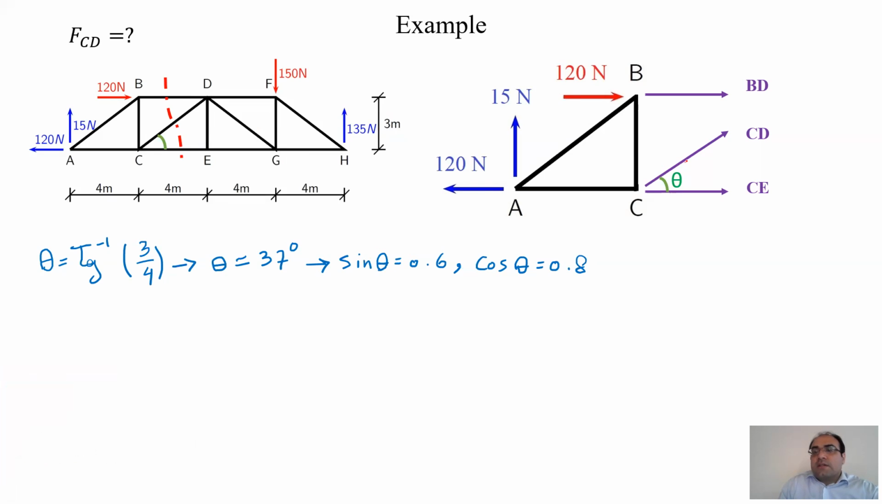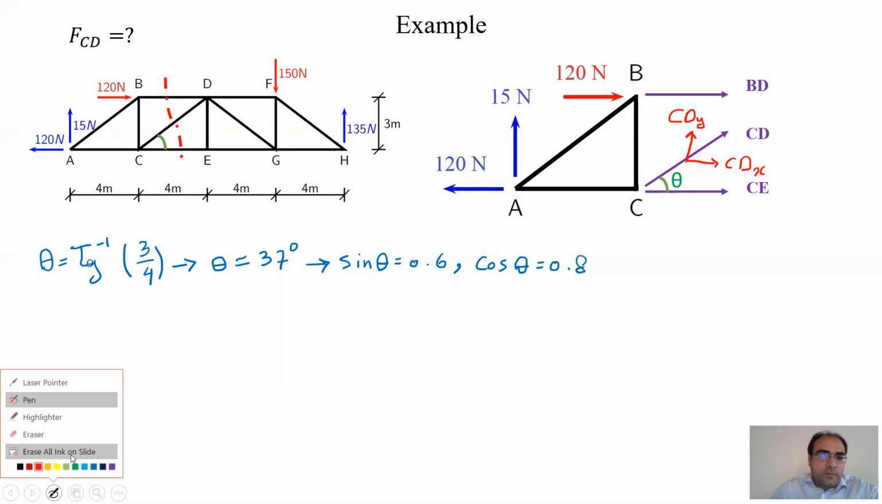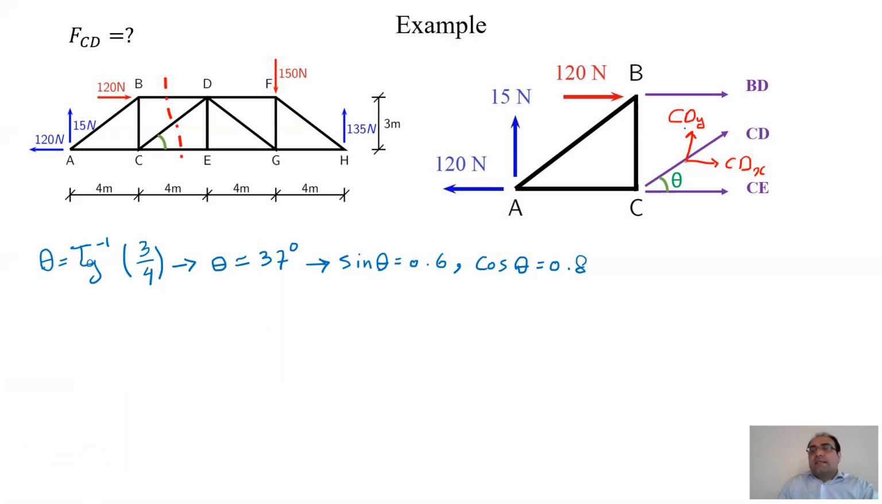Why did we do that? Because here we have CD in the y direction, and here we have CD in the x direction. And we know that CD in y direction is CD times the sine of this angle here. And CD in x direction is equal to CD times the cosine of this angle.